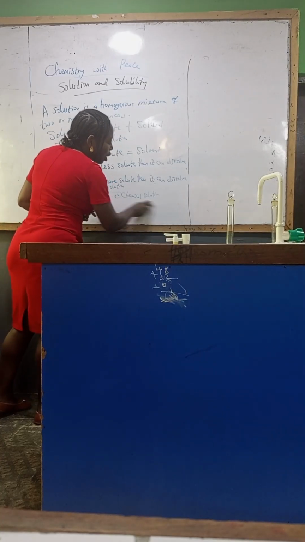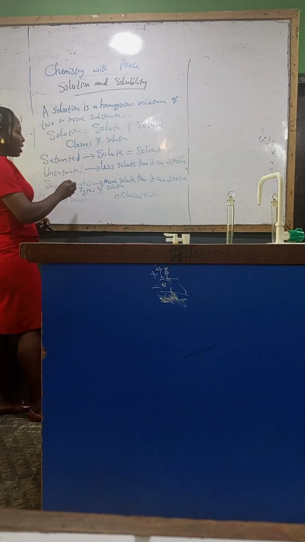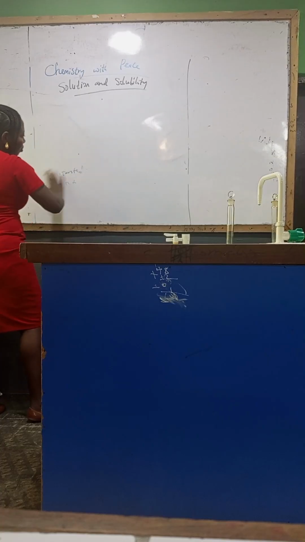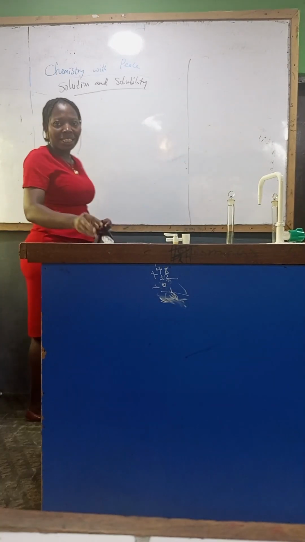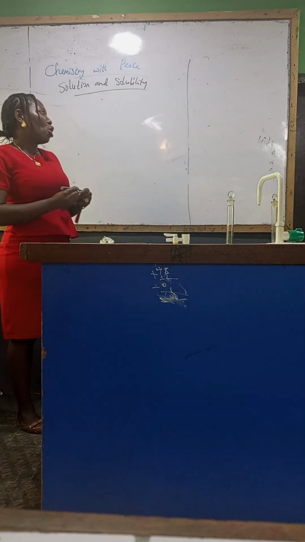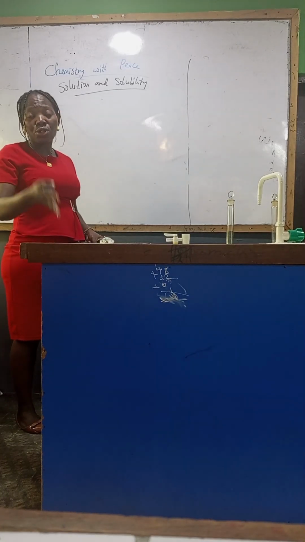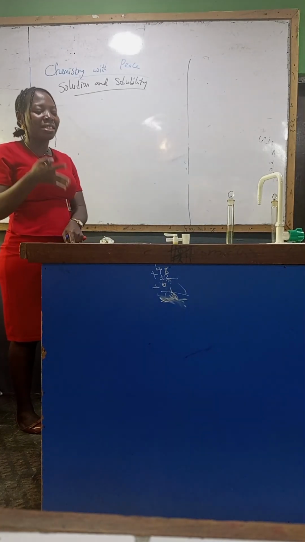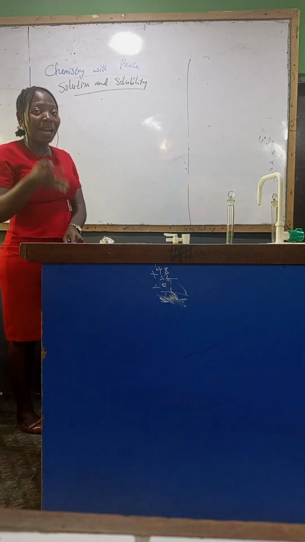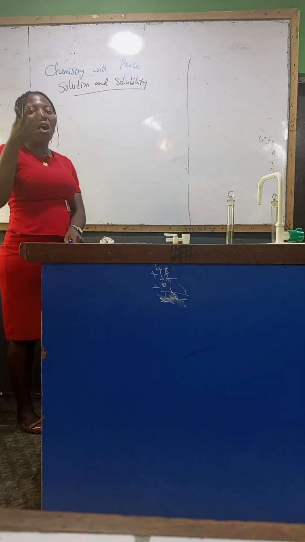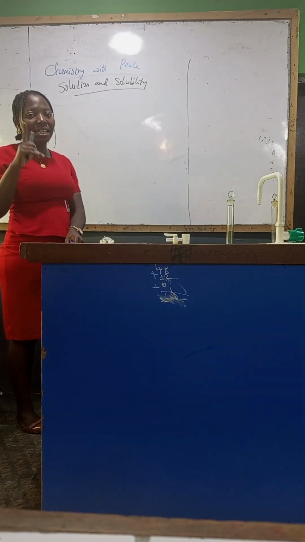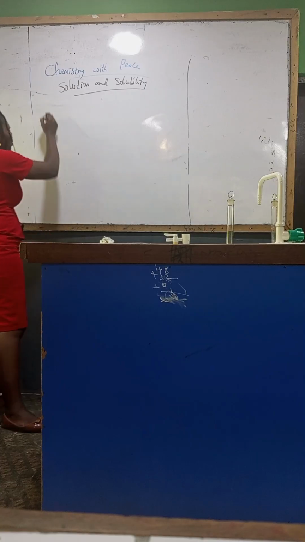Then, now let's go into solubility. What is solubility? Solubility of a solute in a solvent at a particular temperature is defined as the maximum amount of solute in mole or gram that will dissolve in 1 dm³ of a solvent at that particular temperature.